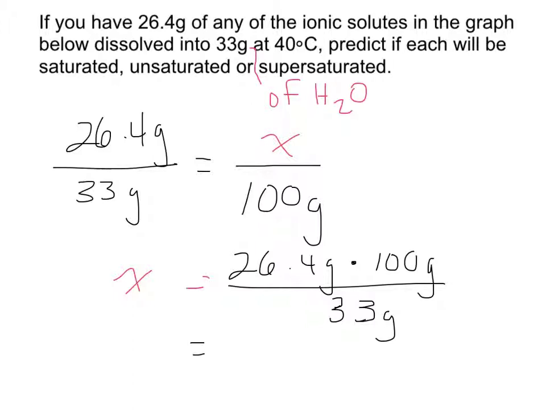So I'm going to do that math really quick: 26.4 times 100, divided by 33, equals 80. That's 80 grams per 100 grams. So I'm going to remember that.